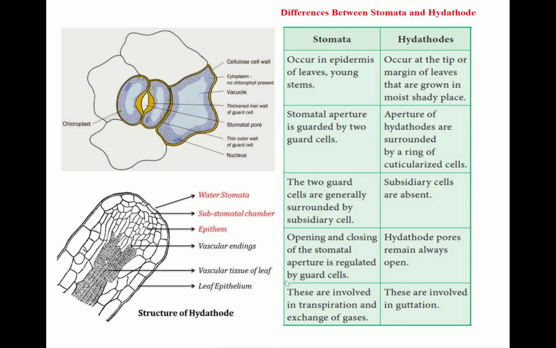What is guttation? Loss of water in the form of droplets is called guttation, whereas the loss of water in the form of water vapor is called transpiration. And transpiration occurs mainly through stomata.